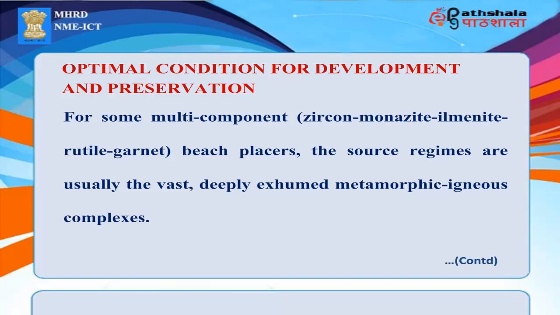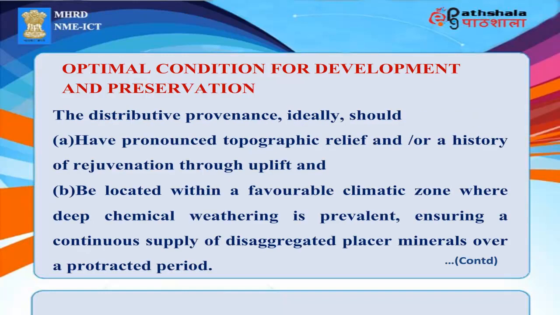For some multi-component beach placers, namely zircon, monazite, ilmenite, rutile and garnet, the source regimes are usually the vast, deeply exhumed metamorphic-igneous complexes. The distributive provenance ideally should have pronounced topographic relief and/or a history of rejuvenation through uplift, and be located within a favorable climatic zone where deep chemical weathering is prevalent, ensuring a continuous supply of disaggregated placer minerals over a protracted period.